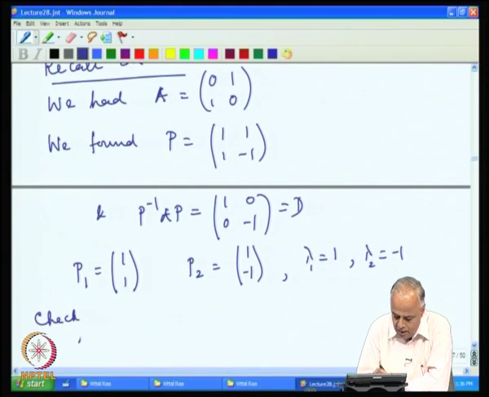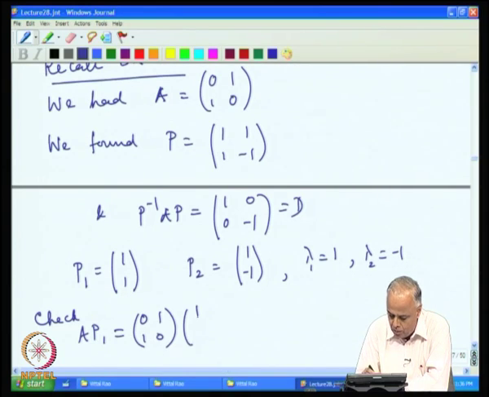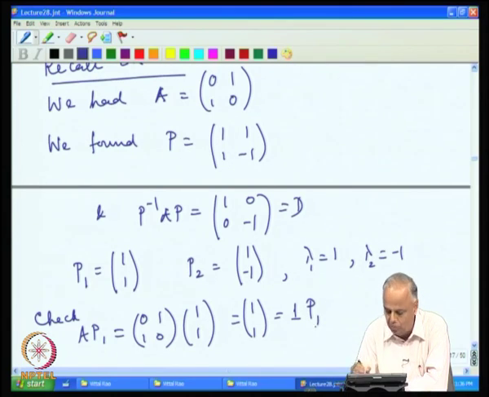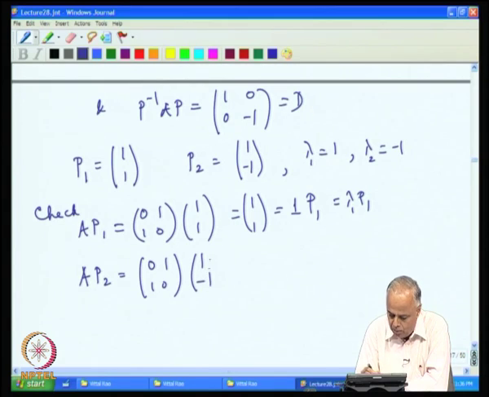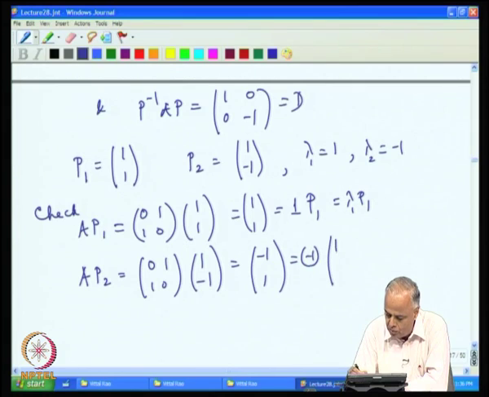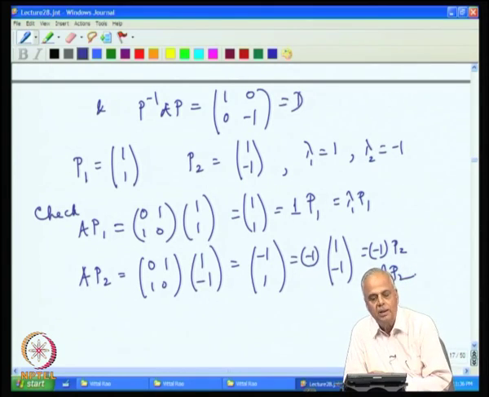Check. AP1 is equal to 0 1 1 0 into 1 1, which is 1 1, which is lambda 1 times P1. AP2 is 0 1 1 0, P2 is 1 minus 1, it will be minus 1 1, which is minus 1 times 1 minus 1, which is minus 1 times P2, which is lambda 2 times P2. So, AP1 is lambda 1 P1, AP2 is lambda 2 P2.